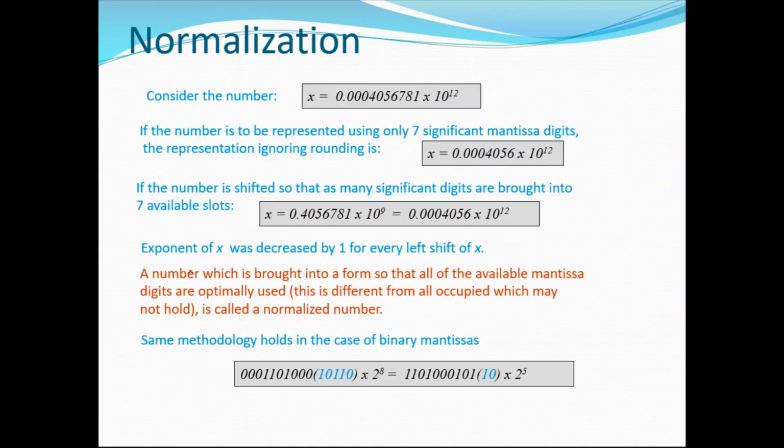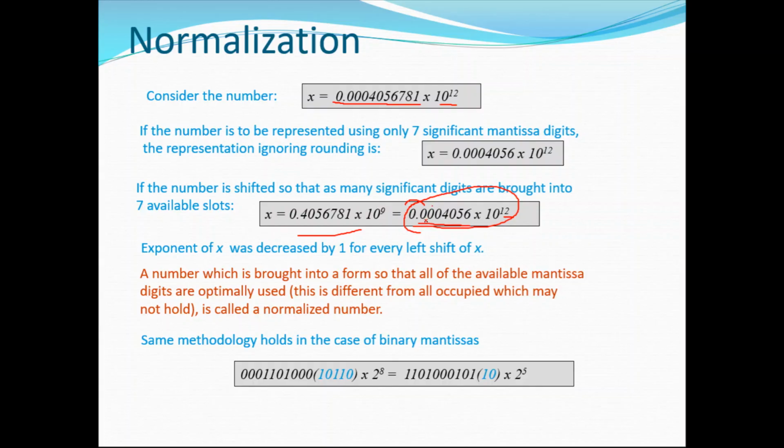Say, for example, you consider this floating point number, 0.000405671 times 10 to the power 12. Instead of representing the number like this, it can be represented differently. You can left shift these zeros, three times. For every left shift, you have to decrement the exponent by 1. When you left shift by one time, the decimal point will come here.